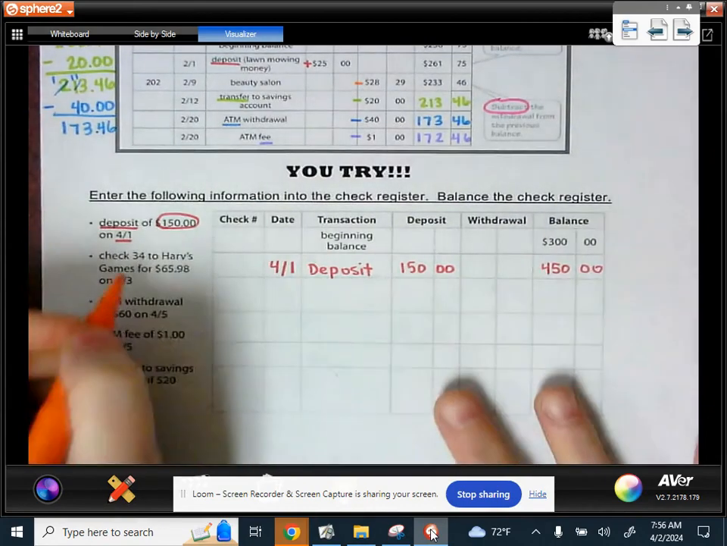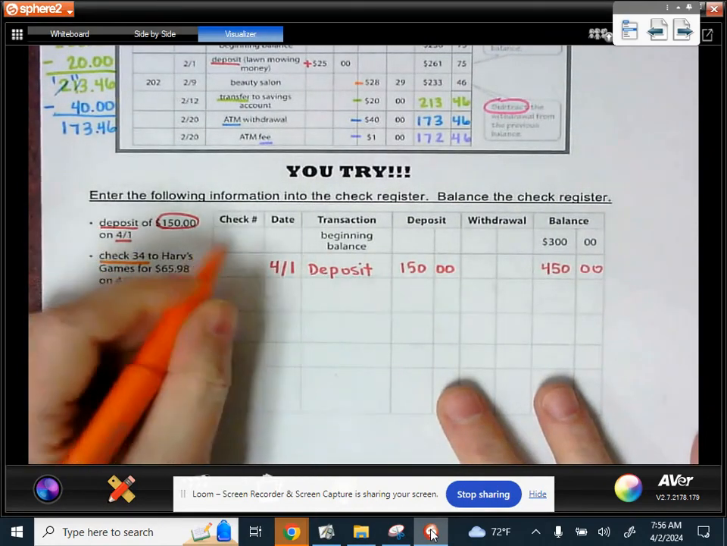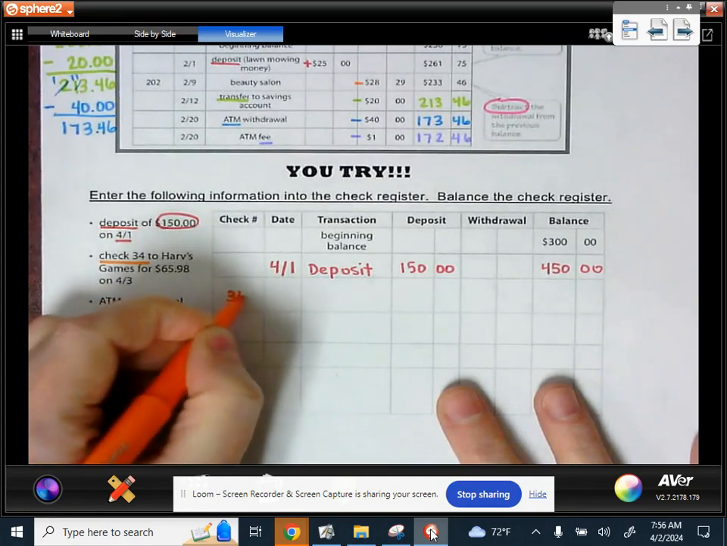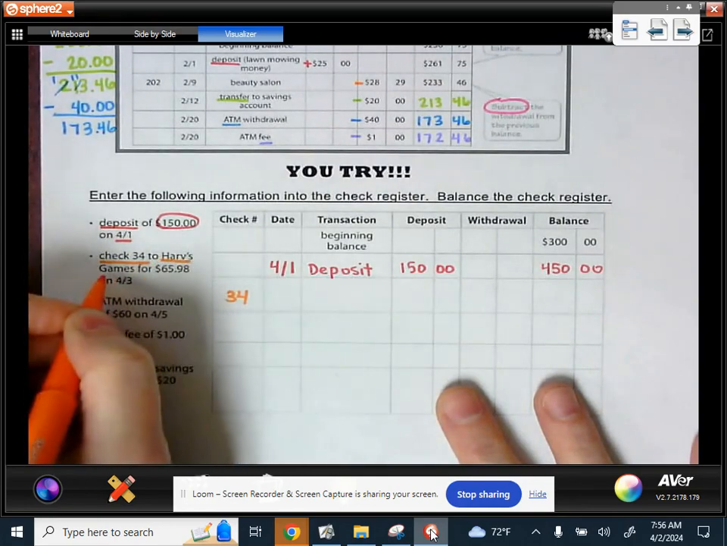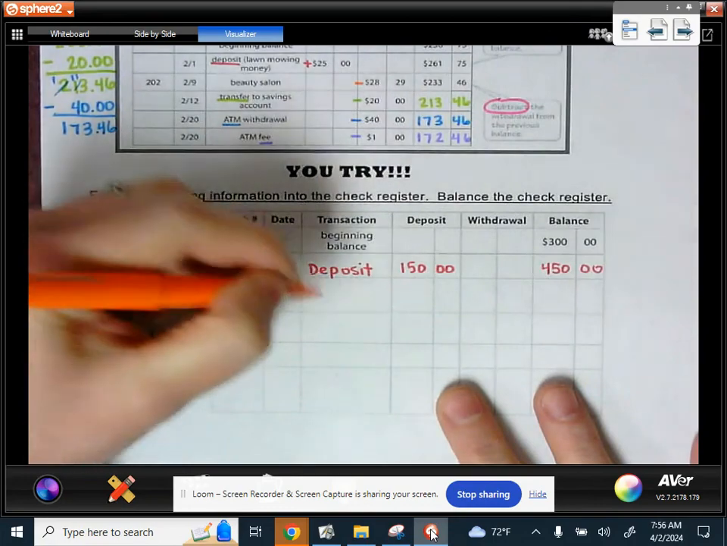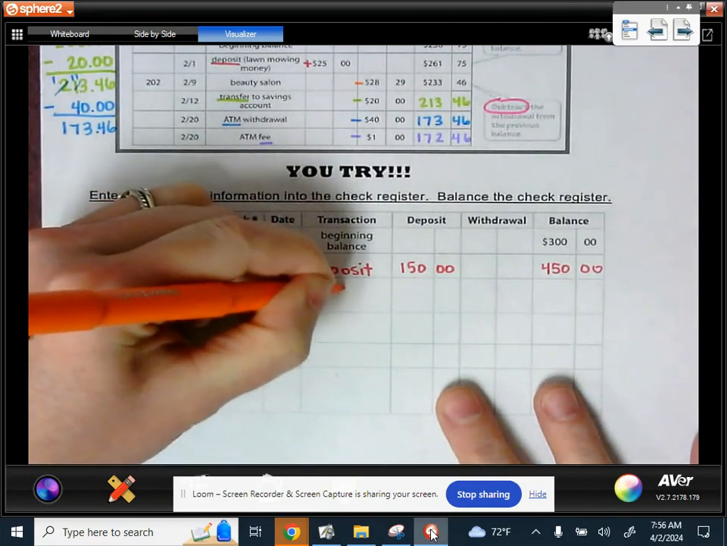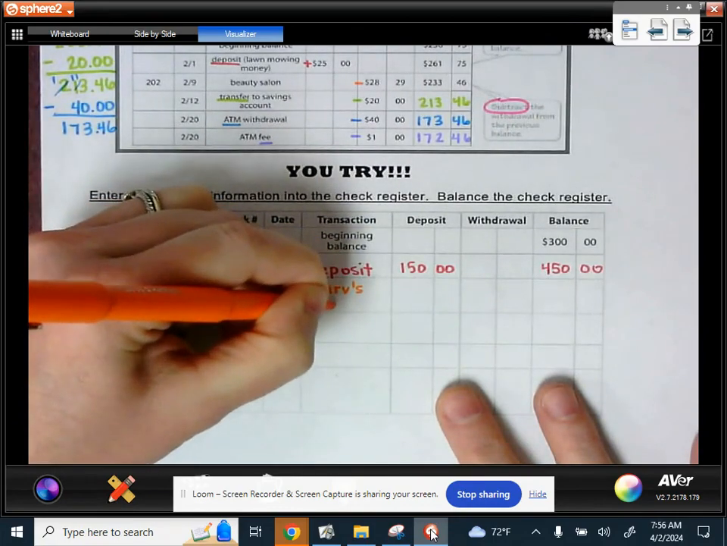The next transaction is a check. Remember, if it's a check, we want to put the check number. It was check 34. And you usually put who you wrote the check to. This one was to Harv's Games.